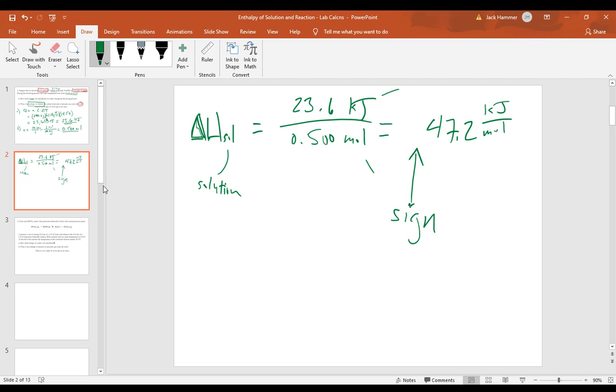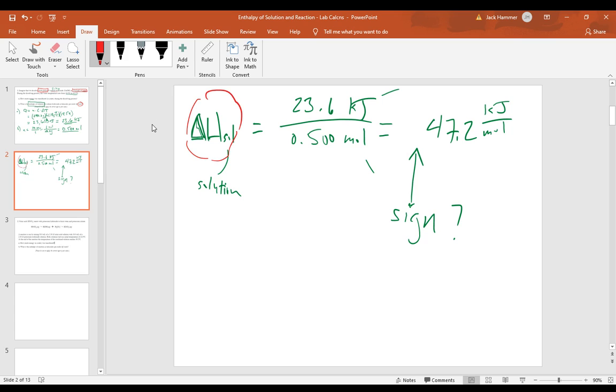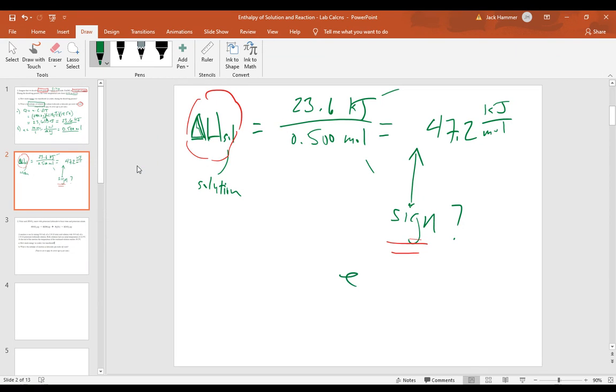And finally, we've got to make sure that we get the sign right. Before you submit any kind of ΔH value, you've got to make sure that you associate the right sign with it. As we said, because the temperature went up, we know that this was an exothermic process, and exothermic processes are associated with negative signs. So that would be your final answer: negative 47.2 kilojoules per mole.